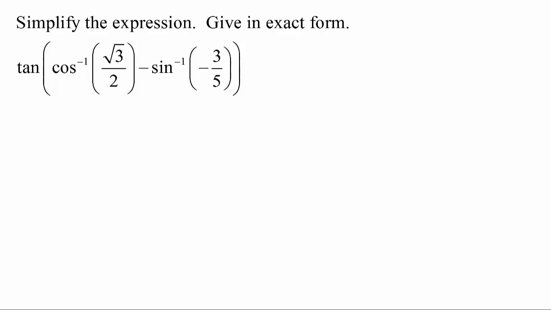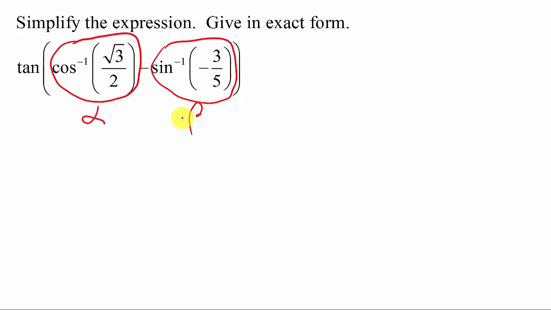So here we want to simplify the expression, and we have tangent of, remember that an inverse trig function equals an angle, so we'll call that one alpha, and minus sine inverse here, so we're going to call that one beta. So it looks like we have tangent of alpha minus beta. Now you've got a couple of options.